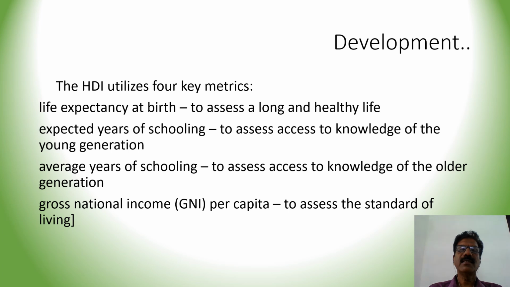So we can see that the HDI utilizes four key metrics. One is life expectancy at birth. This is to assess a long and healthy life. Secondly, expected years of schooling. This is to assess access to knowledge of the young generation. Third, average years of schooling. This is to assess access to knowledge of the older generation. And finally, we have gross national income per capita or per capita income. And this is to assess the standard of living of the people. So these are the four metrics used in the calculation of HDI index.